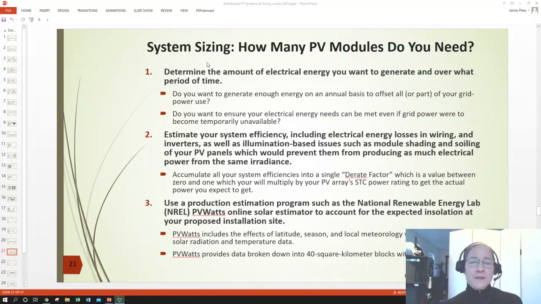So again, we'll just walk through the steps here. So how many PV modules do you need? Determine the amount of electrical energy you want to generate and over what period of time.